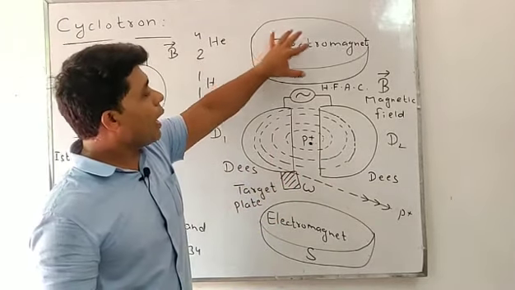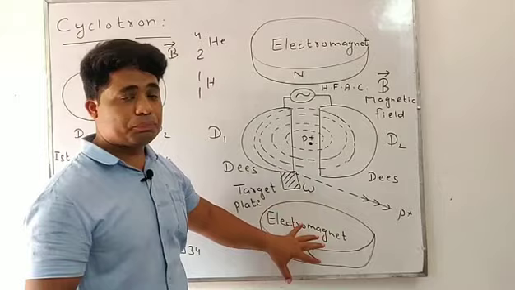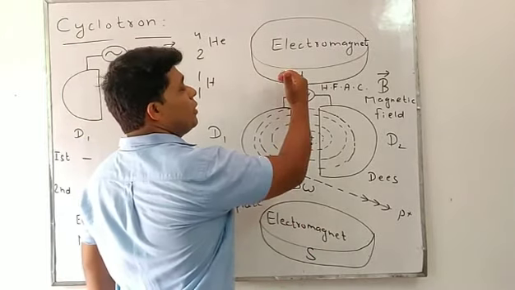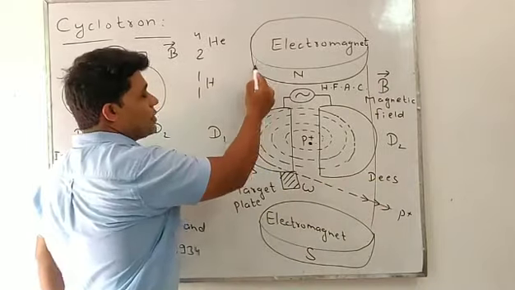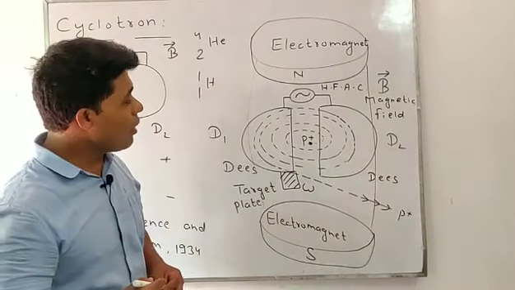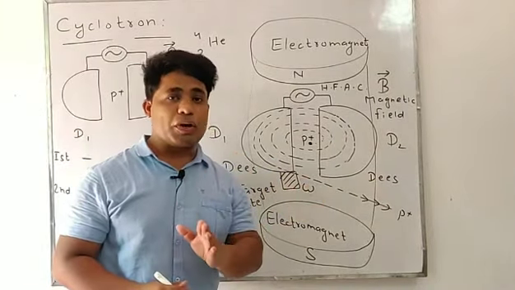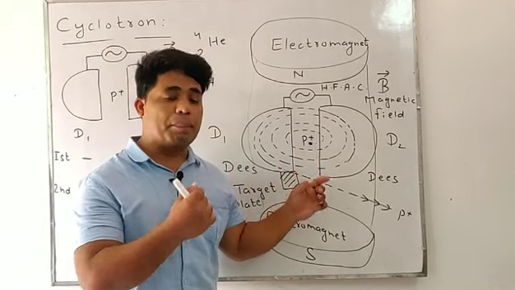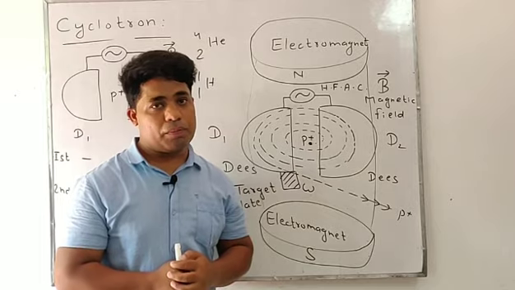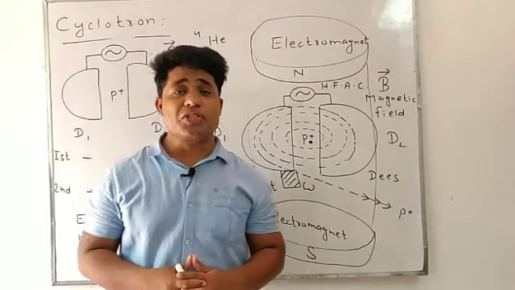The whole apparatus is evacuated. It means between the Ds there is a vacuum. Why do we use this vacuum? We use the vacuum in order to avoid collision of the charged particle with air particles. Now students, we will start its working.